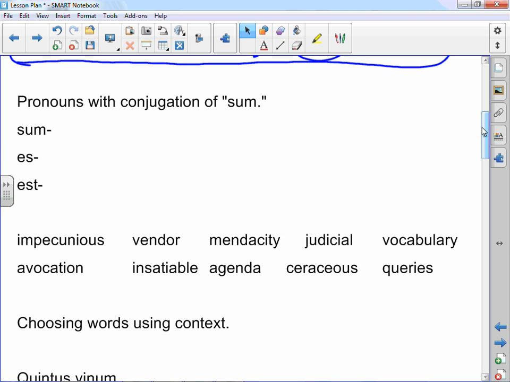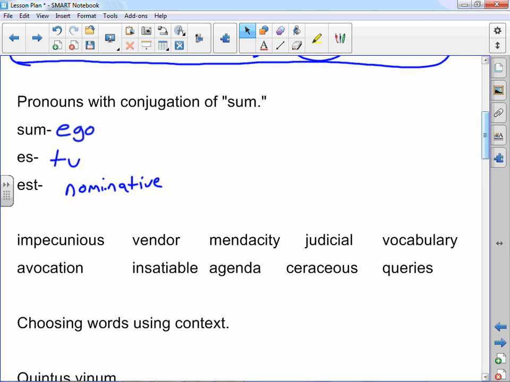So as I look at these, sum uses what pronoun? Well, I have three. I have ego, I have tu, and then I have a nominative noun. We don't really have any pronouns that go with third person. So ego would go with sum. So sum ego. Es tu. So tu es. And then the nominative would go with est.